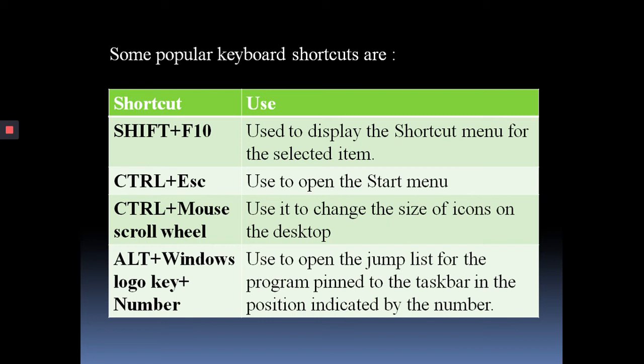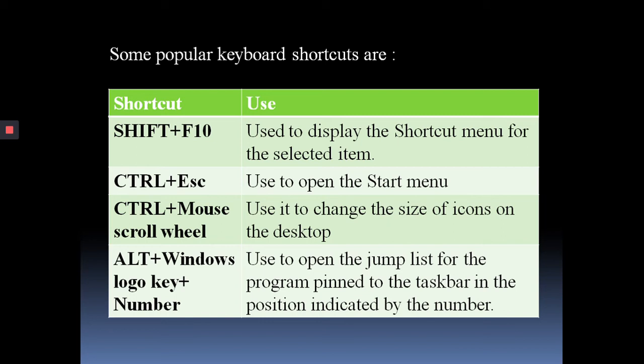Okay, then only it will display the shortcut menu. Control plus Escape, the second one, is used to open the start menu. If you want to open the start menu, it means Control plus Escape. The third one is Control plus mouse scroll wheel. It is used to change the size of icons on the desktop.